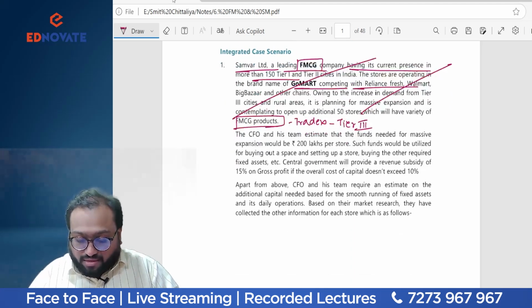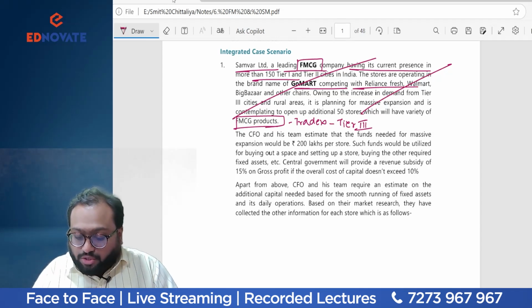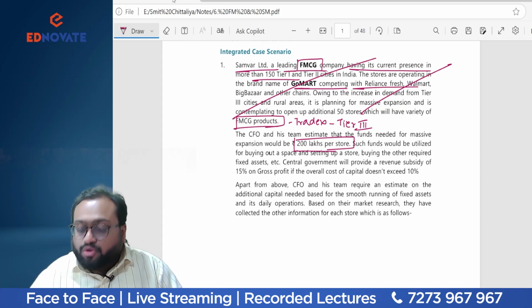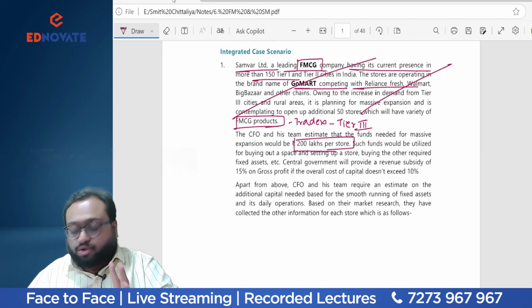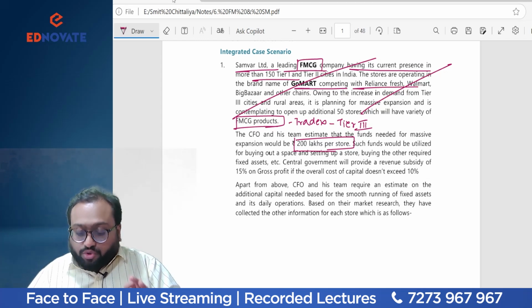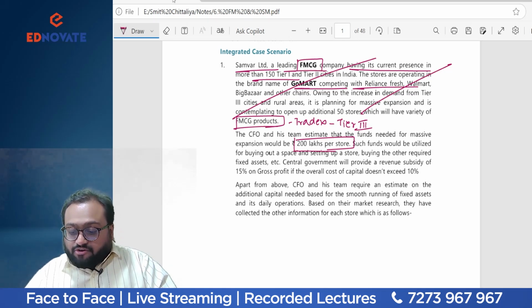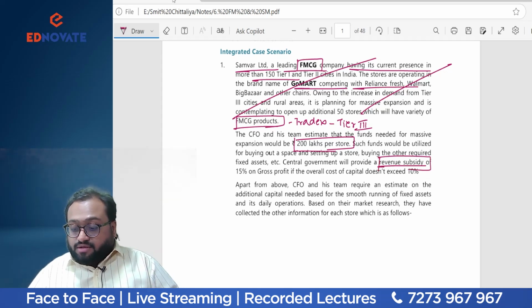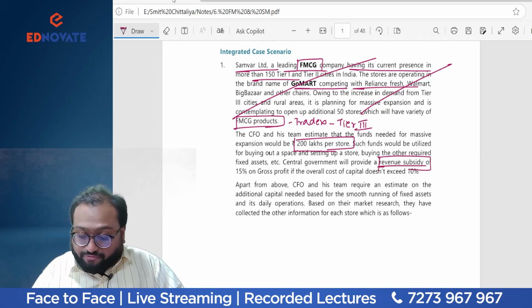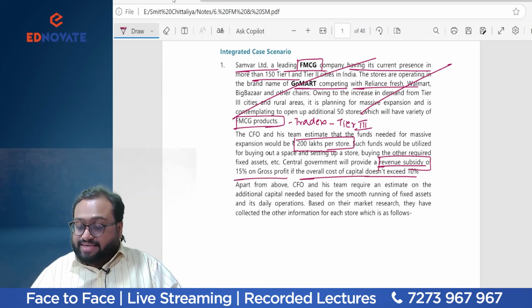Next, go ahead. The CFO and his team estimate that the funds required for the massive expansion would be 200 lakhs. Yes, this would be a core thing: 200 lakhs per store. For one store, they will require 200 lakhs. Fine. Such funds will be utilized for buying the space, setting up the stores, buying other required fixed assets, etc. Central government will provide a revenue subsidy. Wow, something new for us. It will provide a revenue subsidy of 15% on gross profit if the overall cost of capital does not exceed 10%.